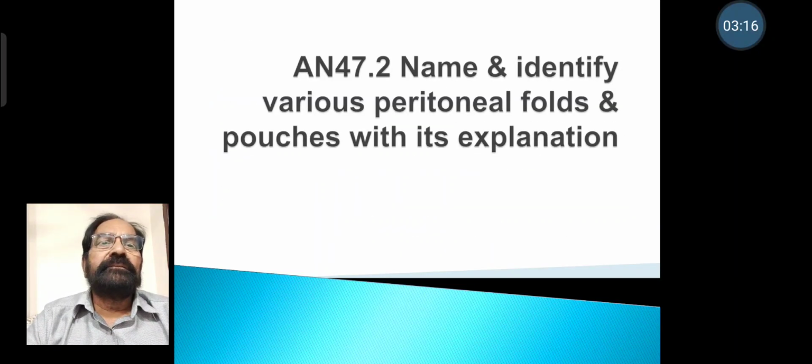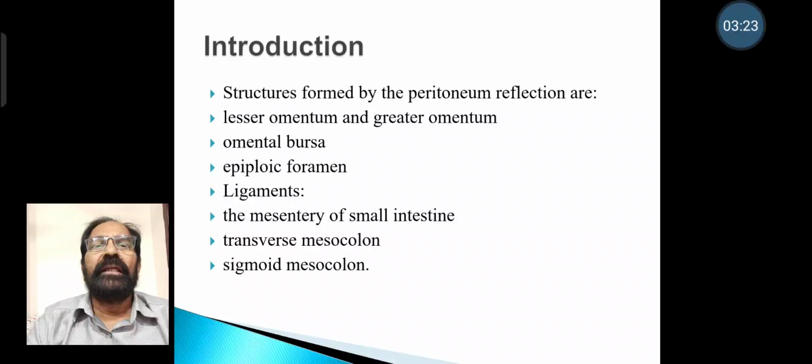Another competency, that is identifying the peritoneal folds and the pouches and their explanation. Structures formed by the peritoneal reflection are lesser omentum, greater omentum, omental bursa, epiploic foramen. Ligaments include the mesentery of small intestine, transverse mesocolon, and sigmoid mesocolon.